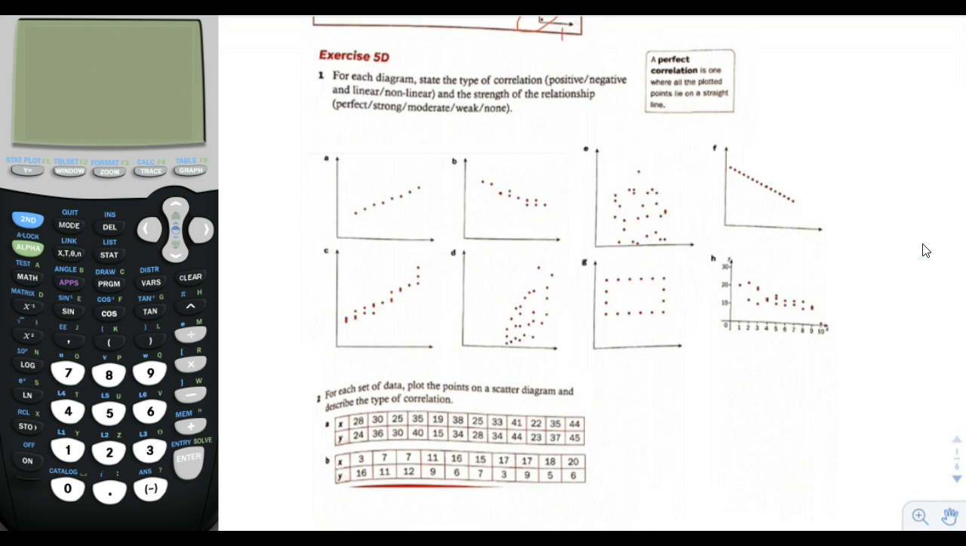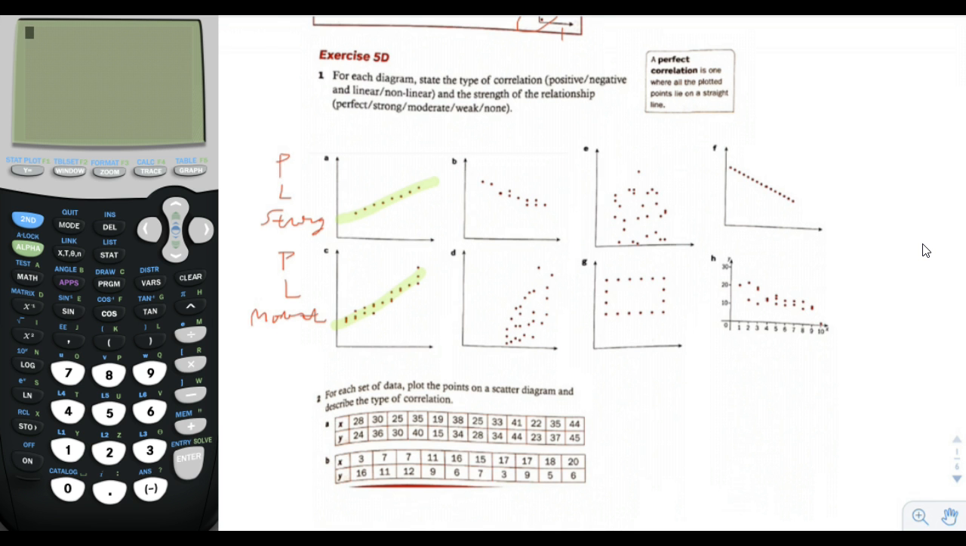All right, so let's look at A. It looks like A is positive linear correlation because it's a line, right? So I would say it's positive, and I would say it's linear. I wouldn't say it's perfect, but it looks pretty strong. Strong. Okay, do we have any other positive correlation? Look at that one. That one also looks positive, except maybe not so strong. So we'll say positive, linear, and maybe just moderate.